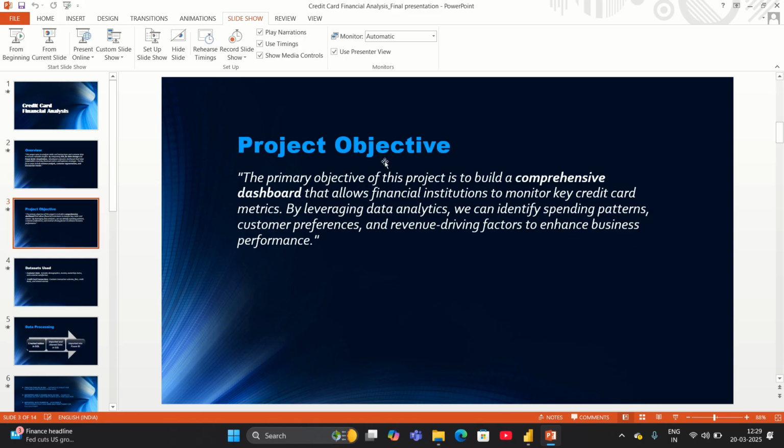Here is the objective of this project. The primary objective of this project is to build a comprehensive dashboard that allows financial institutions to monitor key credit card metrics. By leveraging data analytics, we can finally identify spending patterns, customer preferences, and revenue driving factors to enhance business performance.